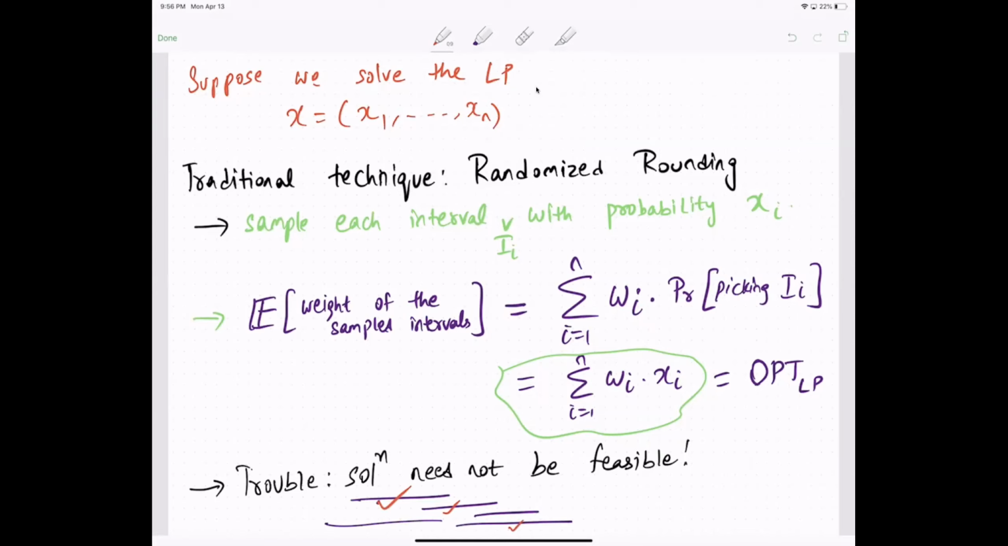We have made no attempt in the rounding step. Should probably write it down here that we are doing the rounding step here. By rounding, what we mean is the LP actually assigns fractional values to these xi's, and now we are trying to round them to either 0 or 1, right? So this randomized rounding that we did here, whoever gets sampled is rounded to 1, whoever is not picked is rounded to 0.